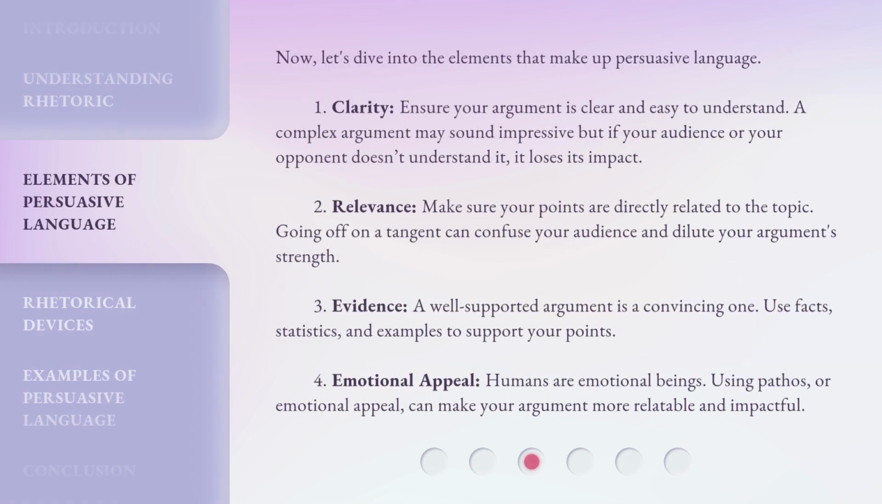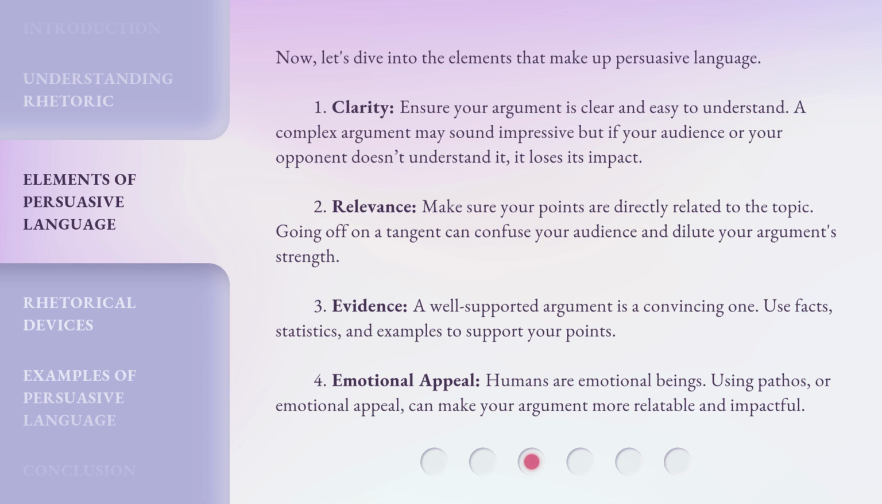Now, let's dive into the elements that make up persuasive language. 1. Clarity. Ensure your argument is clear and easy to understand. A complex argument may sound impressive, but if your audience or your opponent doesn't understand it, it loses its impact. 2. Relevance. Make sure your points are directly related to the topic. Going off on a tangent can confuse your audience and dilute your argument's strength.